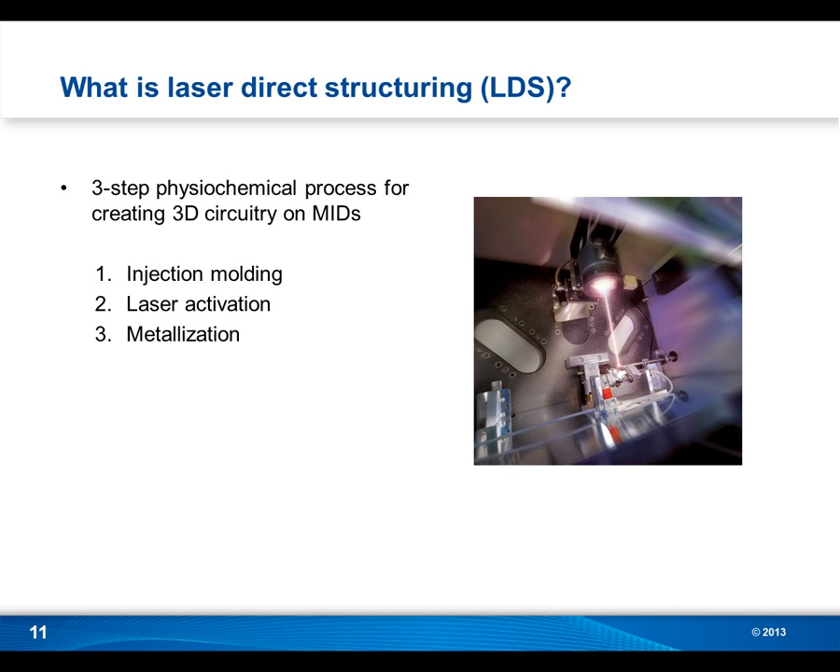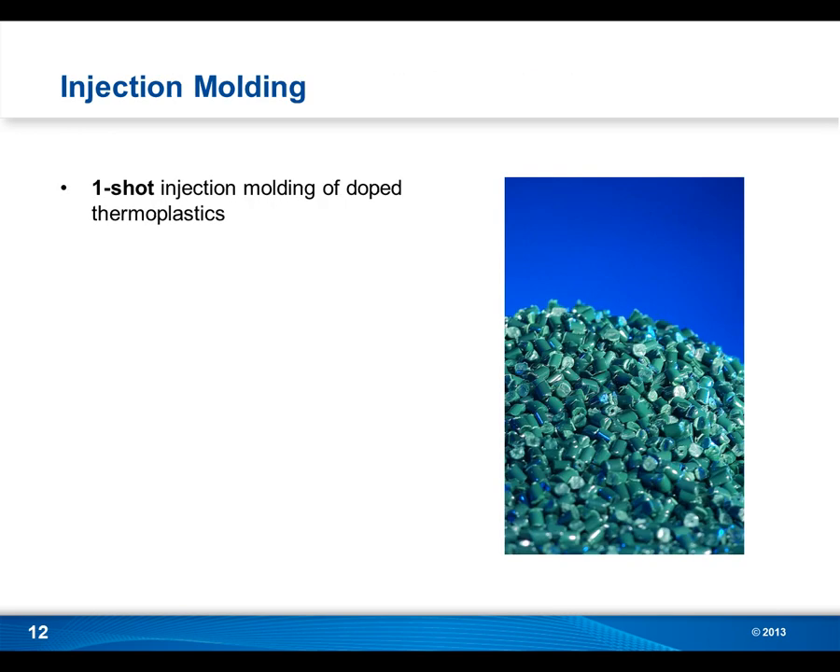So the first step, as I just mentioned, is injection molding. Now, what makes LDS different at its fundamental base level from, say, two-shot molding of molded interconnect devices is that you're using a one-shot injection molding process of doped thermoplastics. So Don, why don't you come in and talk to us a little bit about one-shot molding versus two-shot molding and a little bit about those doped thermoplastic materials.